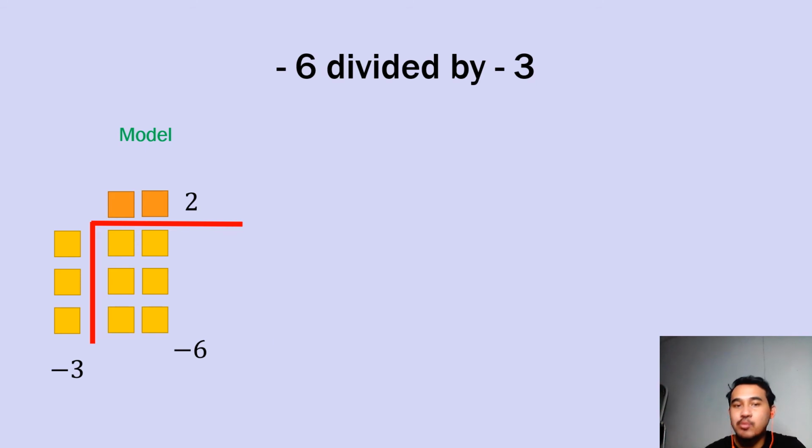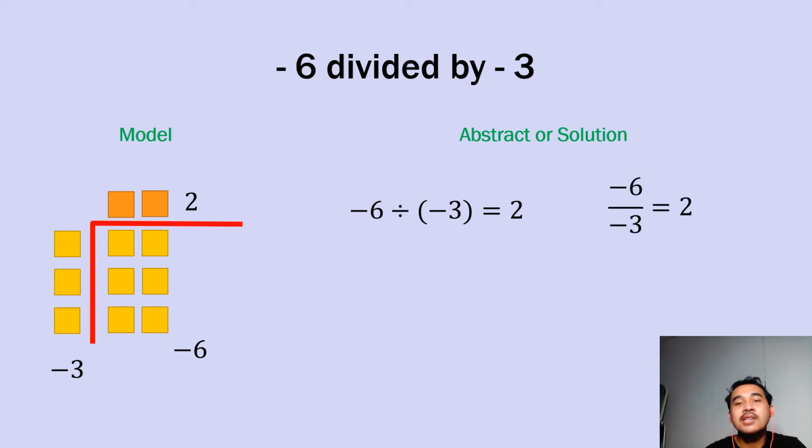Let's go with abstract or solution. Again, 3 types of solution. First one, -6 divided by -3 is equal to 2. In fractional form, -6 over -3, the answer would be 2. And then on the long division, we have -6 divided by -3. The answer is 2. 2 times negative 3, so negative 6. Then it will be added, so the answer is 0.